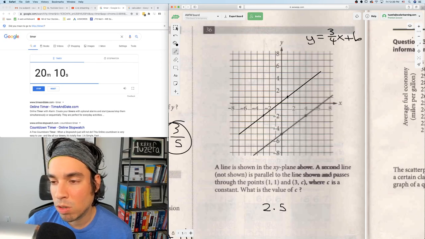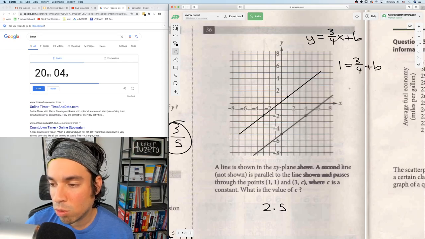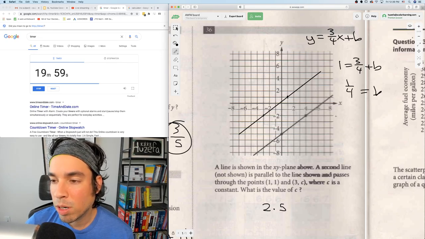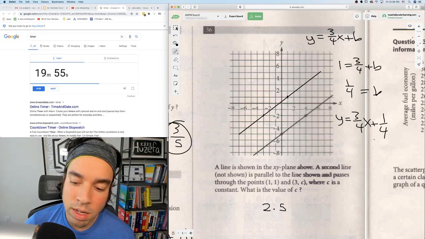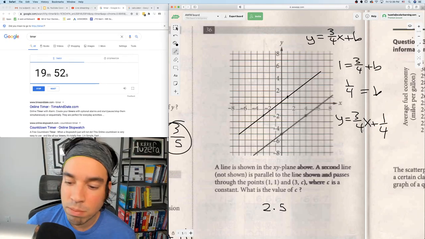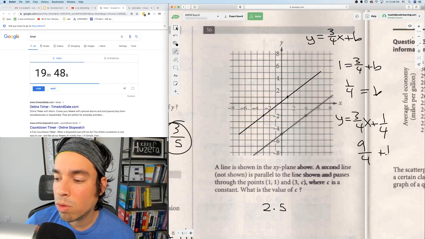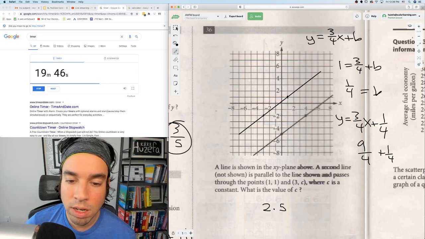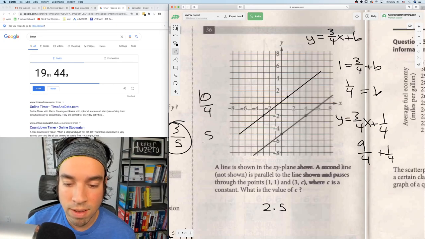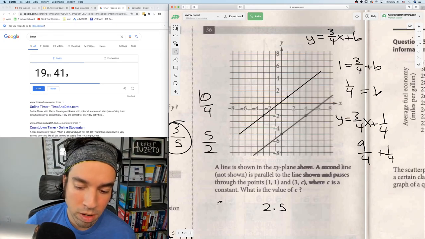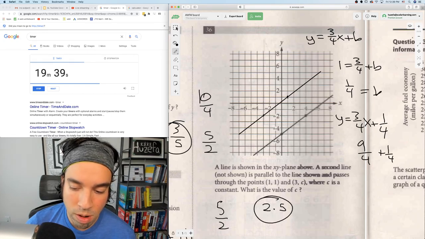We don't know what b is, but we know the coordinate 1, 1 exists. So plug 1 in for y, 1 in for x equals 3/4 plus b. So b equals 1 minus 3/4, which is 1/4. Kind of looks like where it crosses there. So my equation is y equals 3/4 x plus 1/4. And then we need to solve for c, aka plug in 3. So I plug in 3 and I get 9/4 plus 1/4 is 10/4, which is 5/2, which is the same as 2.5. So we could say 5/2. You can put it as an improper or 2.5.